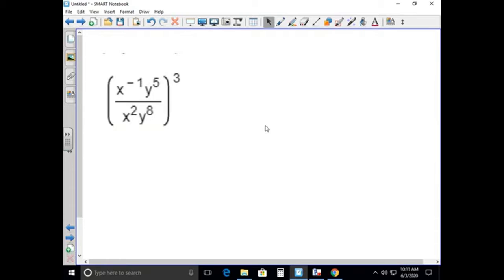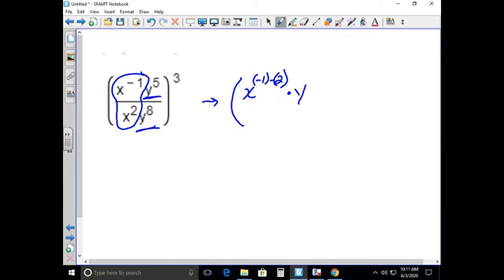Okay, so if we want to simplify this, order of operations tells us to simplify on the inside first. We can do that. On the inside, we're dividing, and both of those have the same base. So to combine those, we subtract their exponents. We take the exponent of the one on top minus the exponent on the bottom. And then for our y's, we're dividing, and those have the same base, so we subtract those exponents: 5 minus 8.